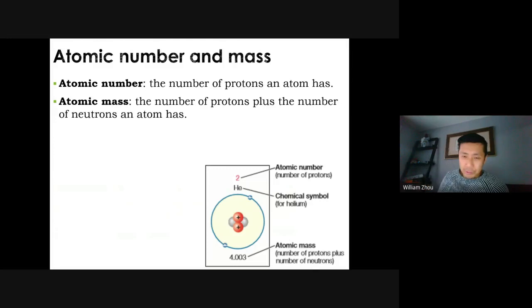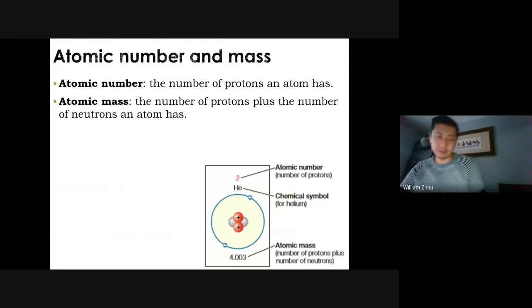Atomic number tells you how many protons the atom has. If you have 1 proton, your atomic number is 1. If you have 7 protons, your atomic number is 7. So basically that's counting atomic numbers.